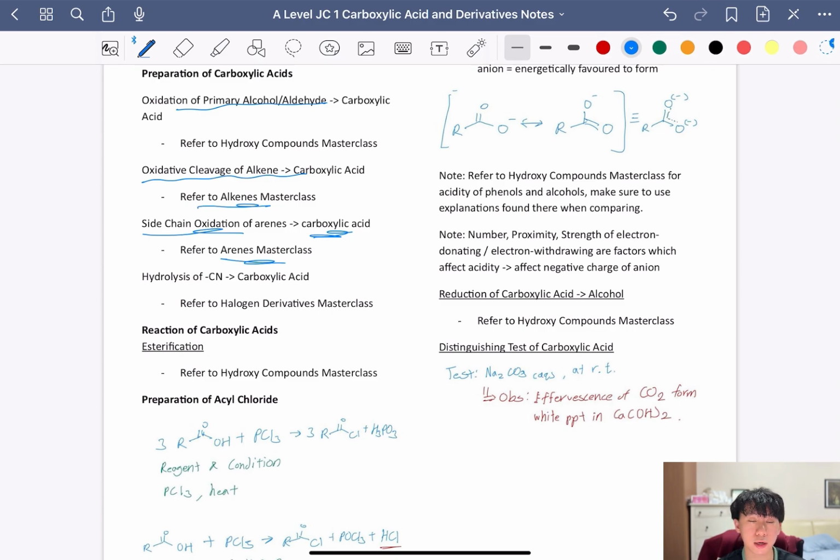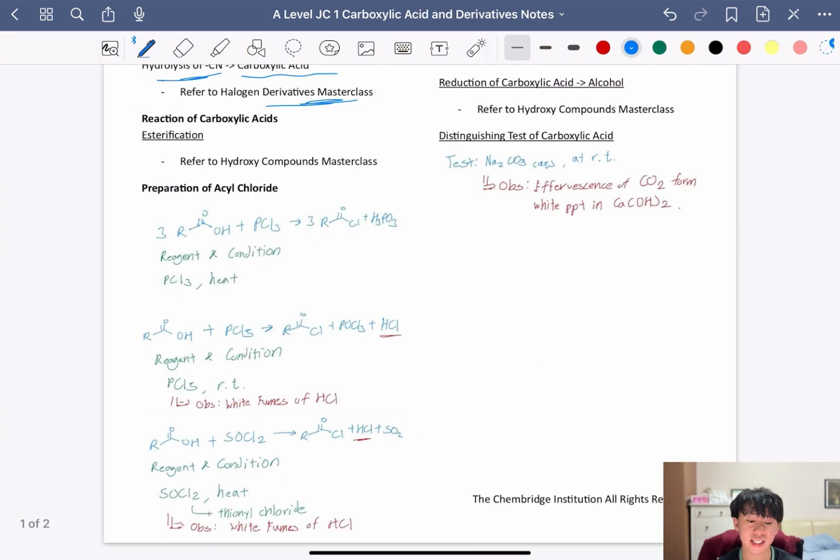And you can also hydrolyze your CN group, or your nitriles basically, to carboxylic acids, and there you can refer to my halogen derivatives masterclass. As you can see, we've already covered carboxylic acids a lot in our previous master classes already, so I won't be repeating them here. So if you haven't already memorized or you've already forgotten some of the reagents and conditions from these master classes, do refer to my previous videos to check them out and do a quick revision of them. Next up, what are some of the reactions of carboxylic acids?